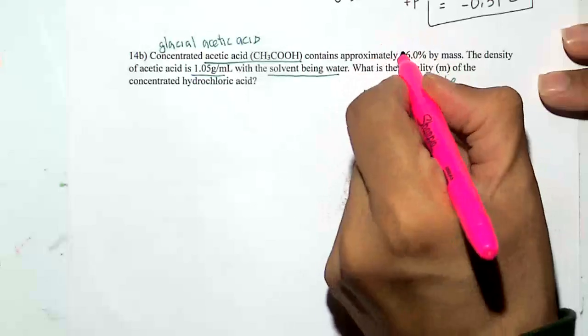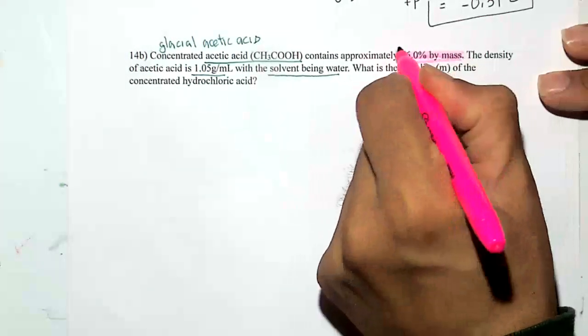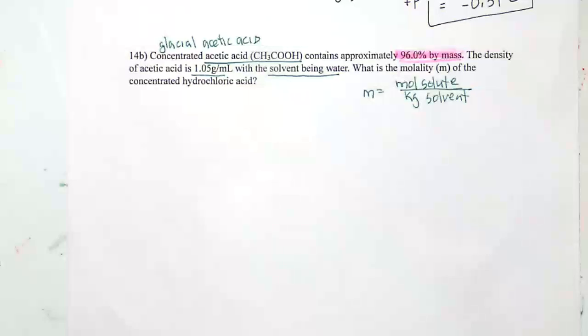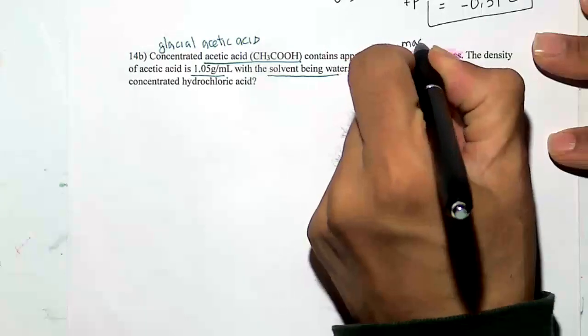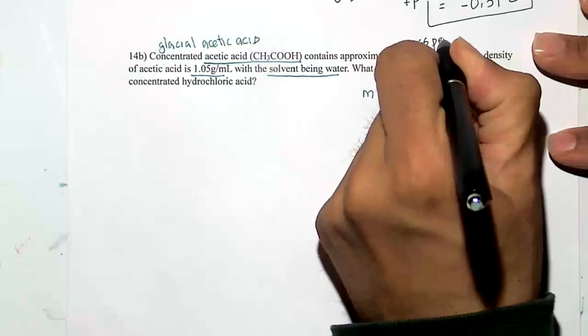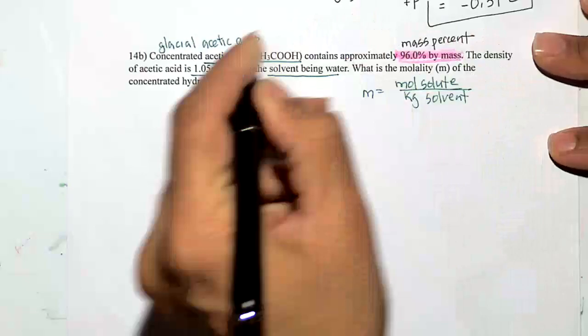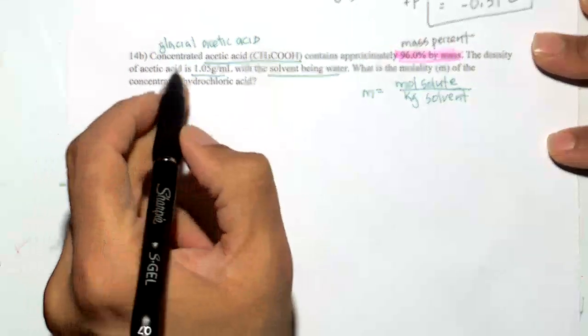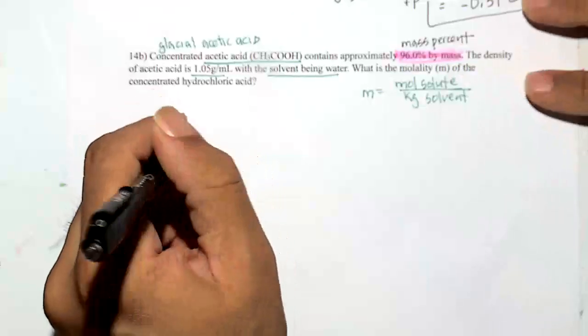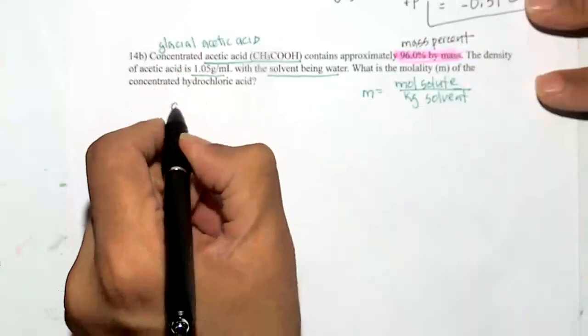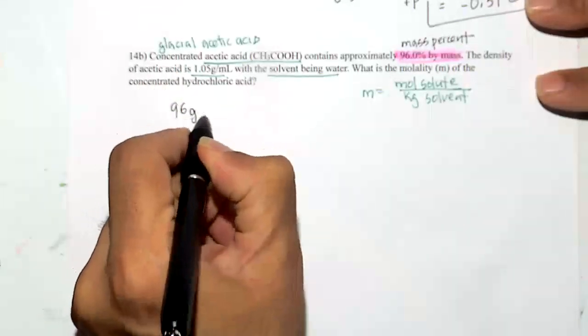96% by mass. What does that mean, 96% by mass? This is also known as mass percent. If I were to break down this 96% by mass, it essentially means this.